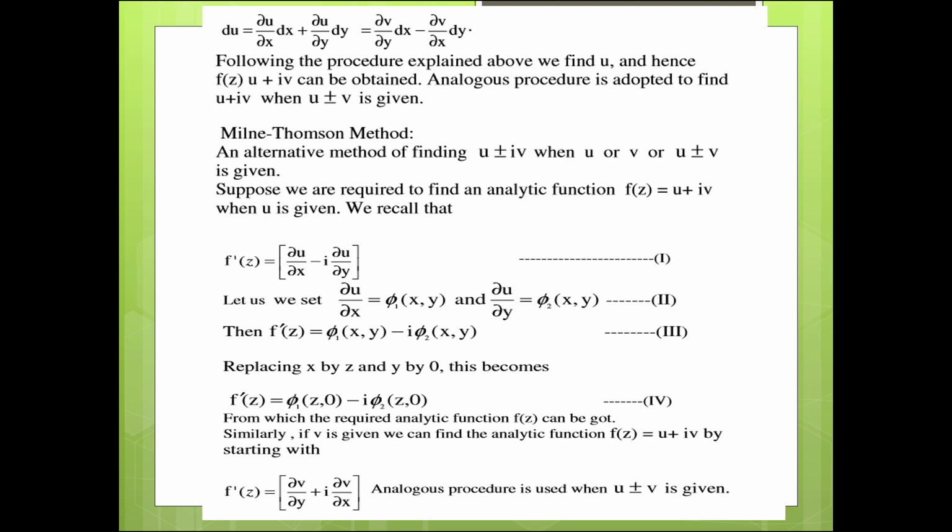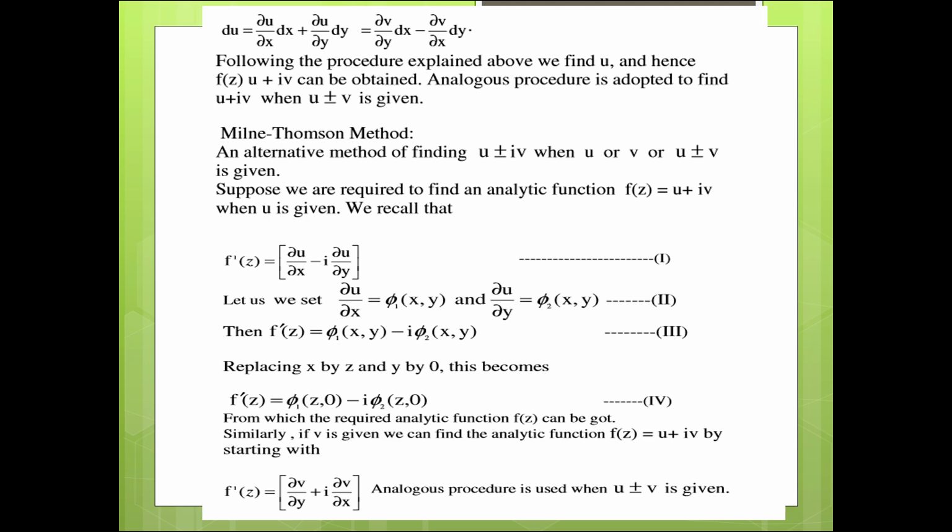Next method, the Milne-Thomson method. An alternative method of finding u plus iv when u or v or u plus v is given. Suppose we are required to find an analytic function f(z) equal to u plus iv when u is given. We recall that f'(z) equals ∂u/∂x minus i into ∂u/∂y. Let us set ∂u/∂x equal to φ1(x,y), ∂u/∂y equal to φ2(x,y).